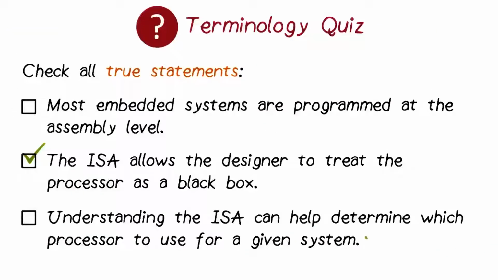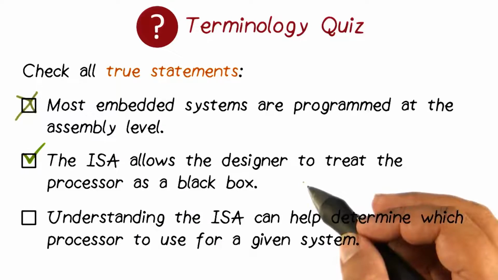Let's look at the first statement. Most embedded systems are programmed at the assembly level, and the ISA design therefore matters to the end programmer. Is this true or false? The answer to that is false. It used to be the case that the embedded systems were programmed at assembly, but that was a long time back. With embedded systems becoming complex, they are no longer programmed at assembly level, but they are programmed at high-level languages such as C, C++, and the compiler then translates the code to assembly.